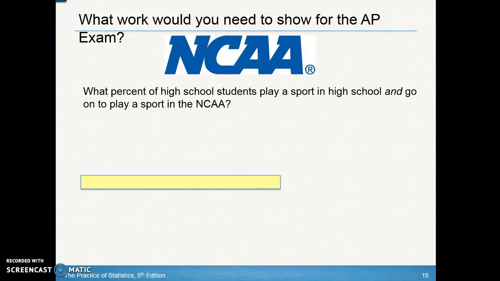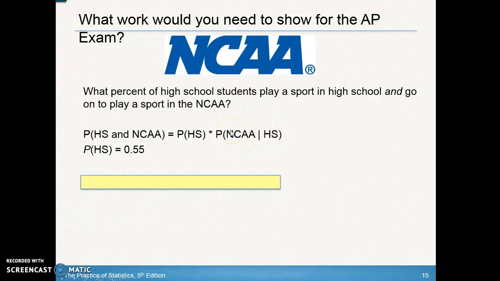All right, so let's see what work we need to show for this question. So here's what we know. The probability that they're in high school and that they're going to play for the NCAA, using our rule from the previous page, is the probability that they played a sport in high school times the probability that they play for the NCAA given that they played in high school. So we're only looking at the students that played in high school to get chosen to play in the NCAA.